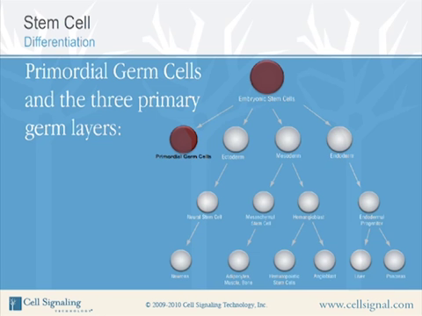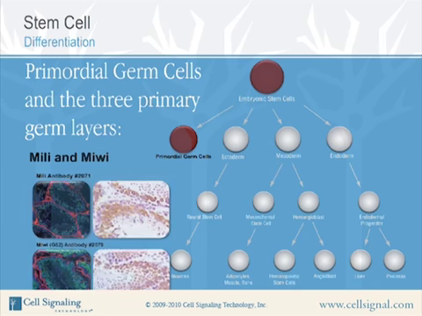Primordial germ cells are the progenitors of the gametes. These cells migrate to the gonads where they undergo meiosis and mitosis to produce sperm and eggs. Two lineage-specific markers for primordial germ cells are the proteins Mili and Miwi. Mili and Miwi are RNA-interacting proteins that are essential for spermatogenesis.